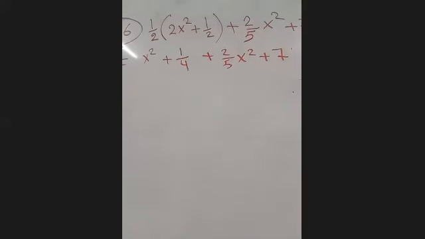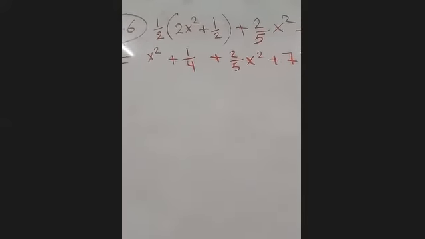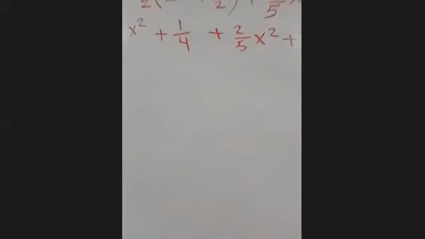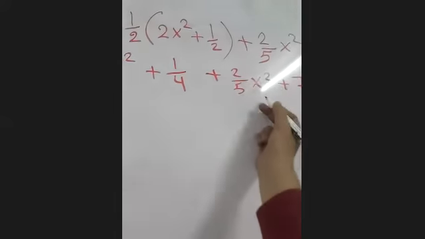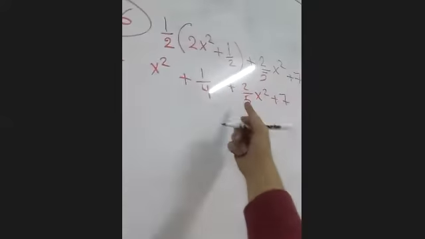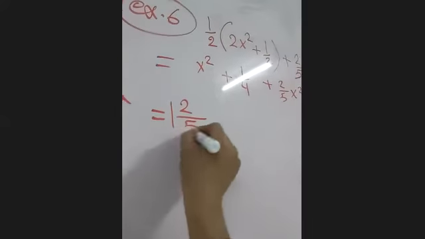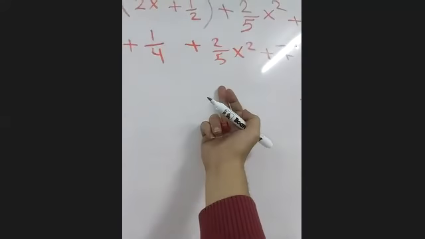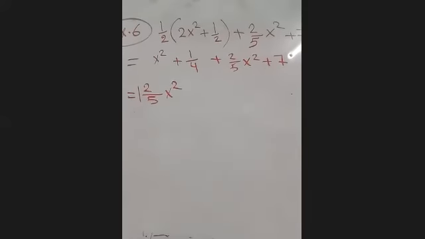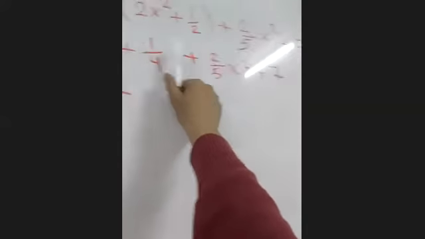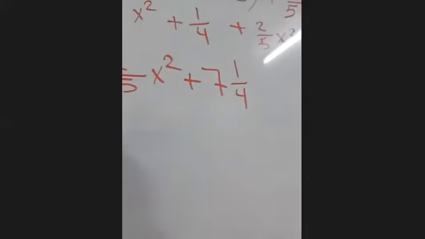We have x squared and 2 over 5 x squared, and the numbers are like terms, right? Yes. 1x to the power 2 plus 2 over 5x to the power 2: how much is 1 plus 2 over 5? It is 1 and 2 over 5, x to the power 2. Plus 1 over 4 plus 7, that is 7 and 1 over 4.